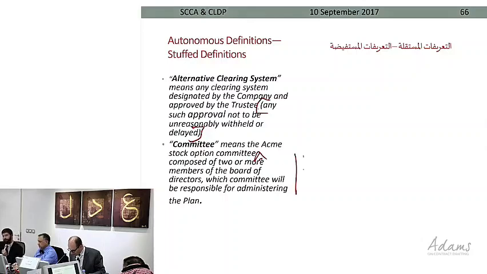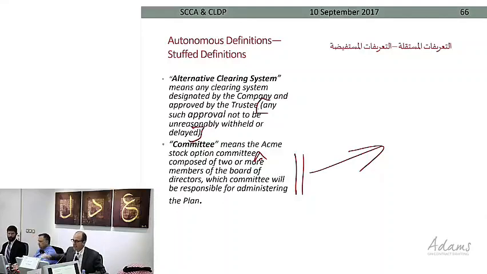How many people are on the committee and what its responsibilities are, you say later. I found that Australians are champions of stuffing definitions. The provisions are very simple, but they're all defined terms, and you look at the definitions, and the definitions go on for a page and a half. Each definition is like that.